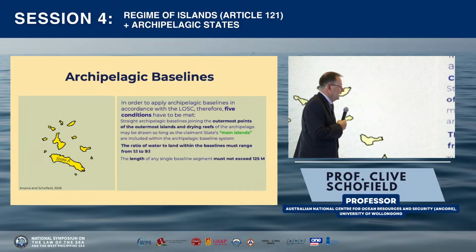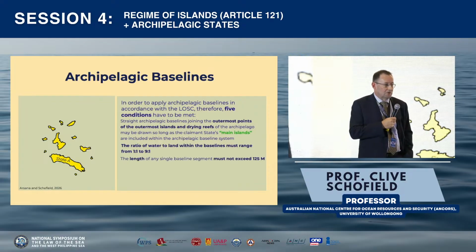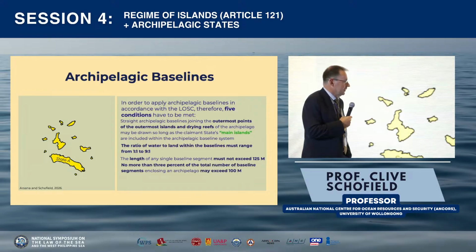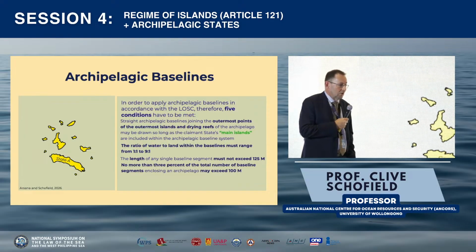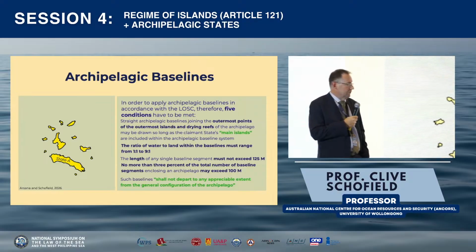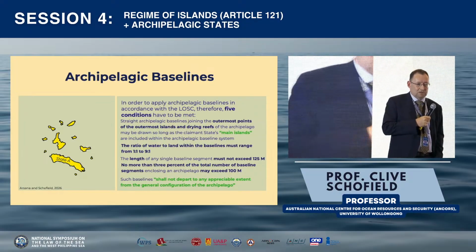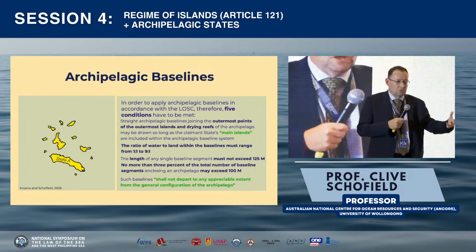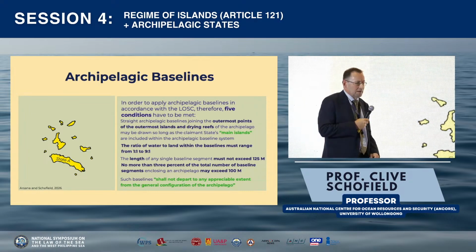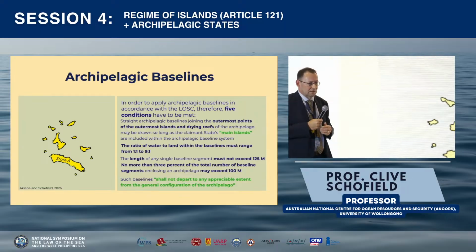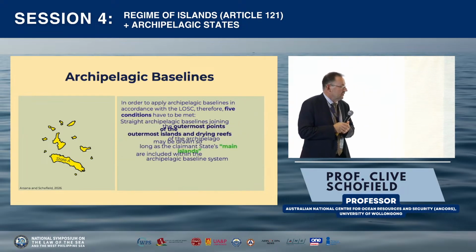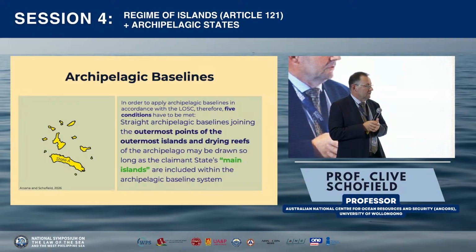There's a length limitation of 125 nautical miles. There's also a requirement that less than 3% of your segments are over 100 nautical miles. And you've got to have a set of archipelagic baselines that fit the overall general configuration of your archipelago, which sounds more like art than science to me. So let's look at those in detail.